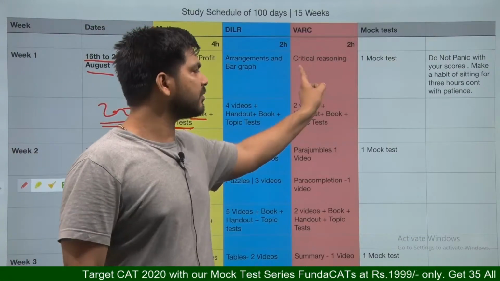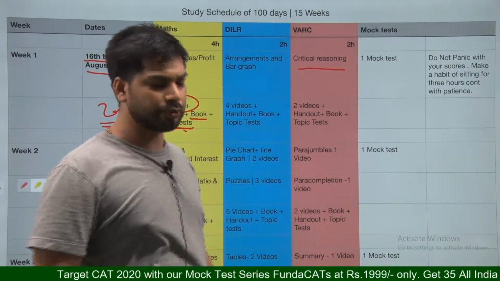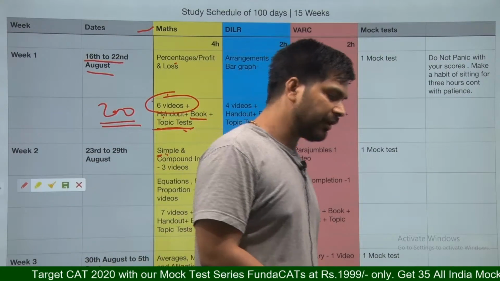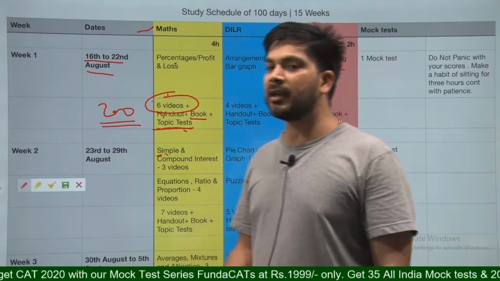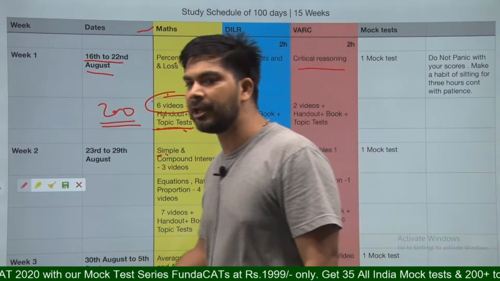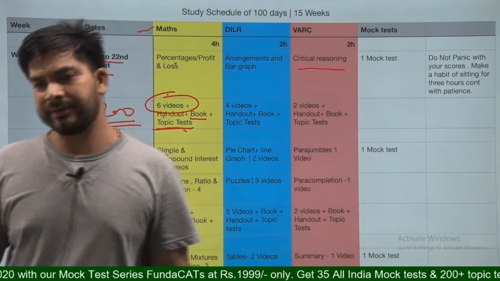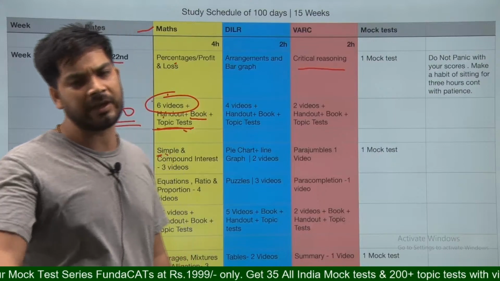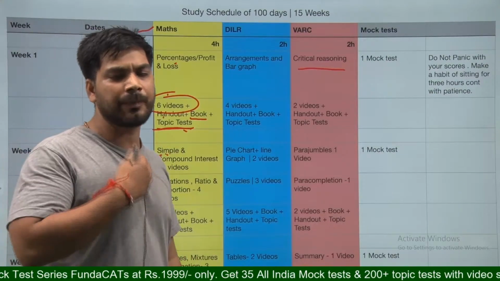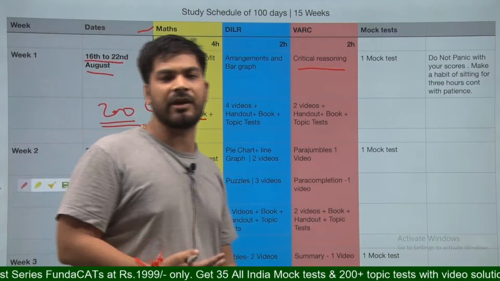And VARC, start with critical reasoning. Why I'm asking you to start with critical reasoning? Because critical reasoning checks your understanding of the language, comprehension of the language. If you're very bad at English, I recommend you start with half an hour reading and half an hour of solving critical reasoning exercise every day. But do not give more than 1 hour to 2 hours of VARC practice every day, right? Some people keep reading for 5 hours, 6 hours every day. That is bogus.